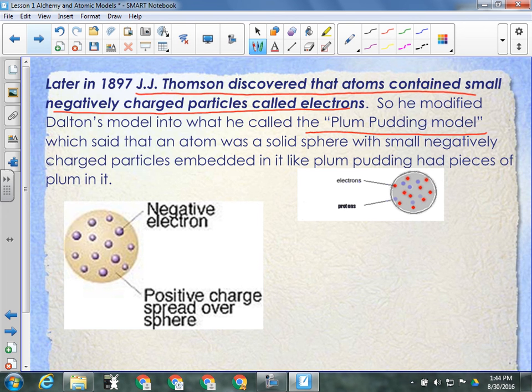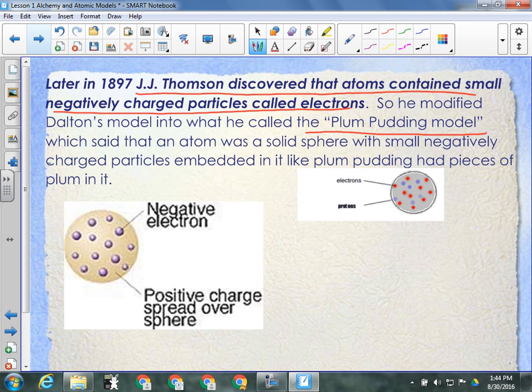After this, things really get crazy. Okay, if there's small negative particles, why aren't there small positive particles? And if there's small positive particles, where's all the mass? These were the kinds of questions that started coming up when people started doing more and more significant experiments.